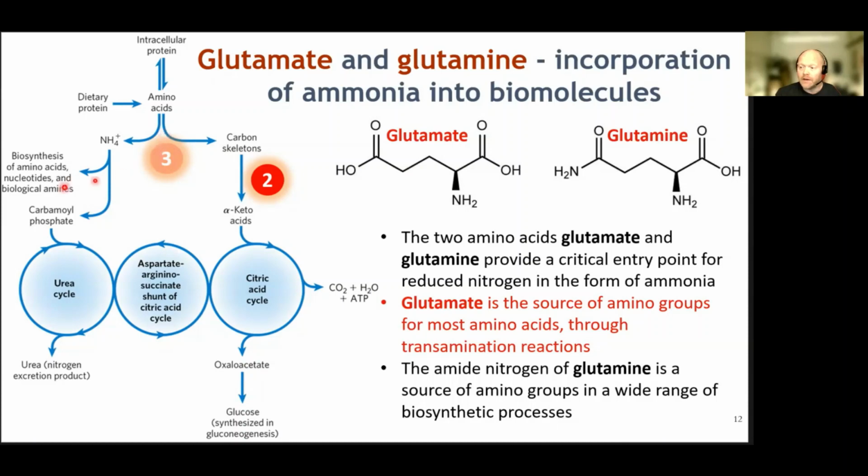Now, glutamate is the source for amino groups for most amino acids that are being synthesized. And as previously stated, glutamine plays the same role in a much wider range of biosynthetic processes. Now, part 2 of this lecture, where we're currently in, will concern the biochemistry of the processes indicated by the glowing red sphere number 2 here on the flow chart to the left.